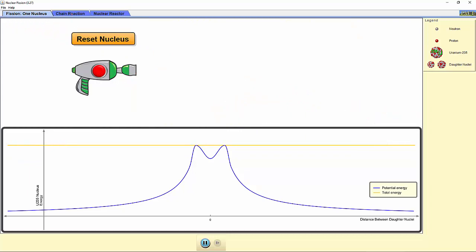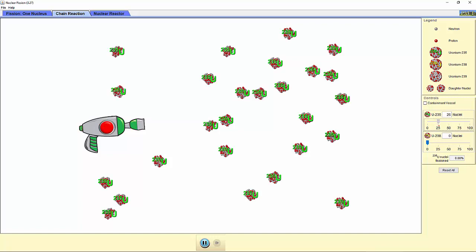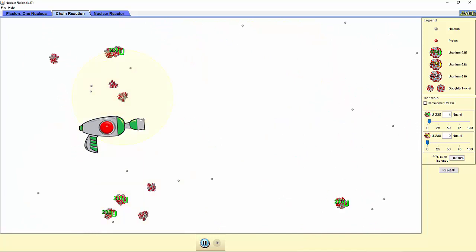So moving on from that, we want to talk about how we have a chain reaction. Again, if I fire that neutron at the uranium atom, you have the daughter nuclei come off, as well as extra neutrons over there. So what I want to do is add a number of uranium nuclei, and then what you'll see is those neutrons that are released are going to trigger more fission reactions. Now, lucky for me, I had enough uranium atoms in there for the chain reaction to occur.